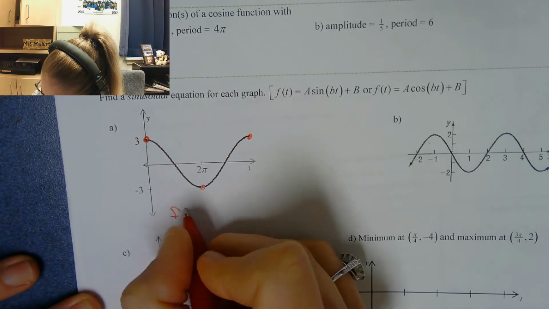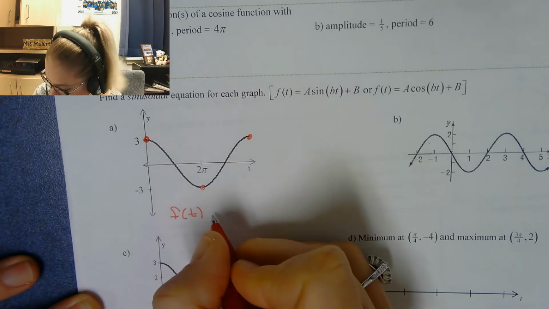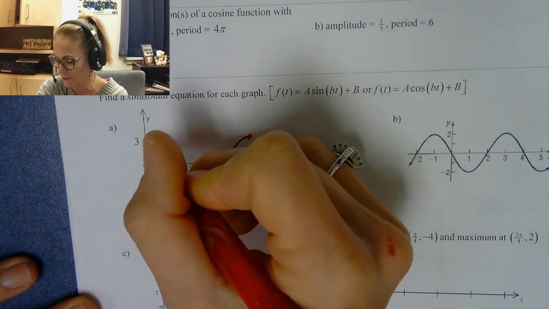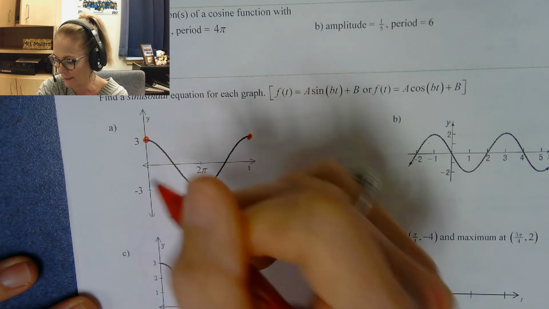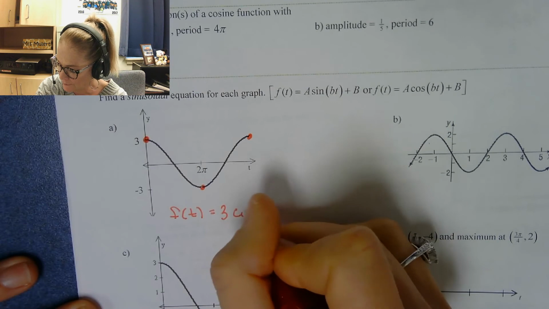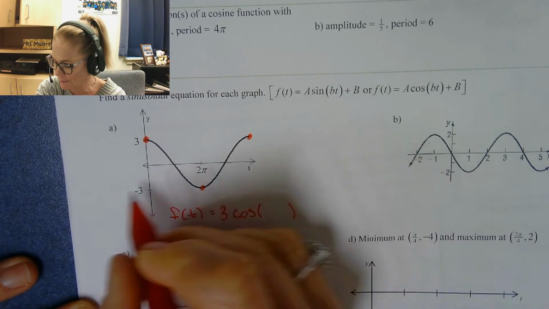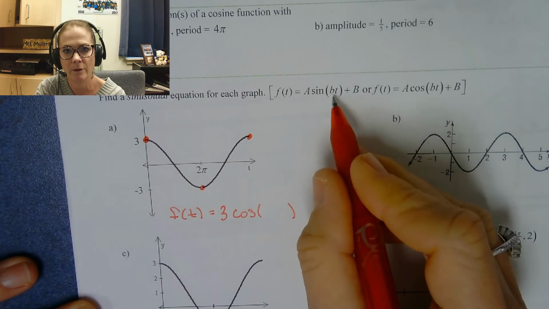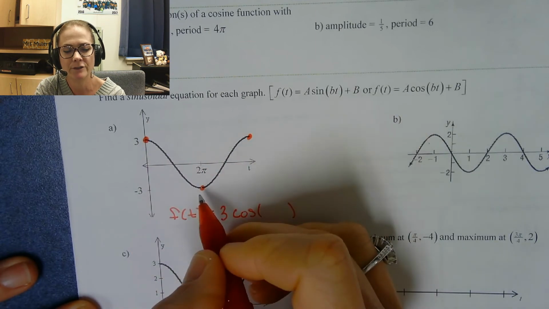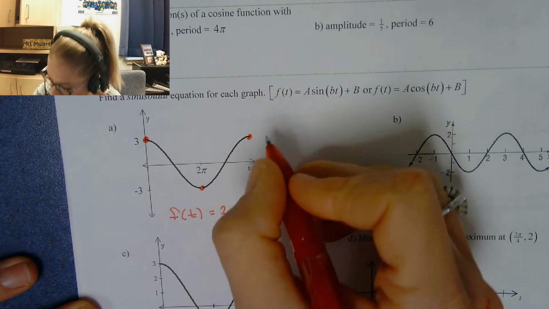It's going to be f of t then equals, and let's start with our amplitude. It's not reflected because it's starting high, and instead of going 1 to -1, it's stretching up to 3. So that's the amplitude of 3 that goes in front. And this is the cosine. And all we have to do is figure out this b value now. Obviously, it's been stretched here. So we have to find this b value from our period formula.